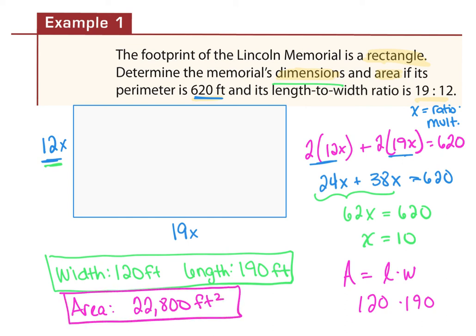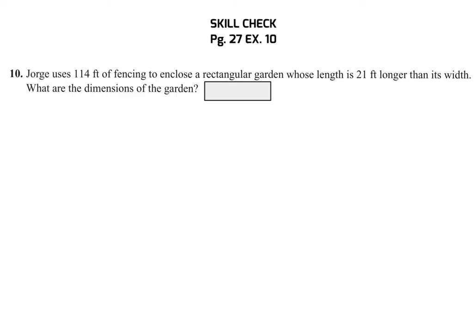All right. Now, does this make sense? Well, my dimensions are in a ratio, 22,800 square feet. It's a big old base, but if you've ever seen the Lincoln Memorial, you would know that's a pretty big item to be calculating. So yeah, everything makes sense, and I have answered the questions. Determine dimensions and area. I have answered both of those.